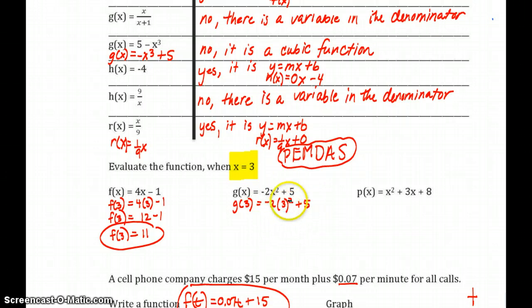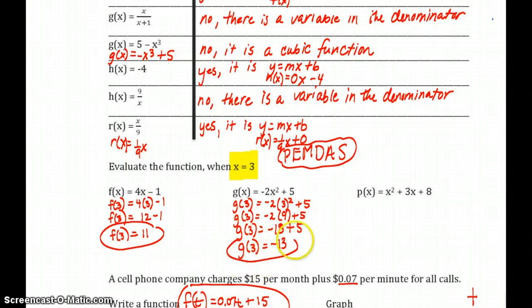Using order of operations, you have to do exponents first. That's the E part here. So g of 3 equals negative 2 times 3 squared, which is 3 times 3 equals 9, plus 5. Now, multiplication and division come before addition and subtraction. So g of 3 equals negative 18 plus 5. g of 3 equals negative 13. Okay. Again, I want you to try that last one on your own. So turn it back on when you've finished.